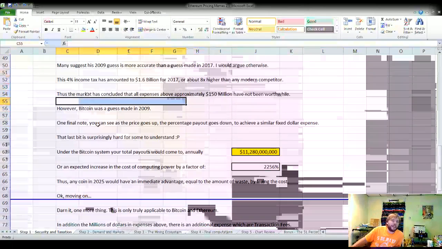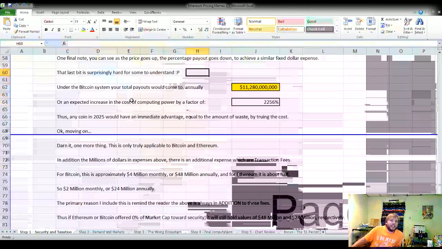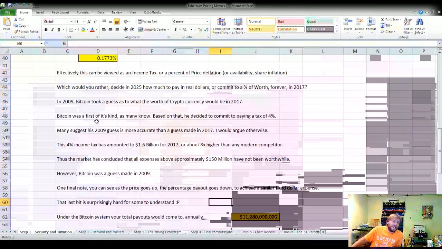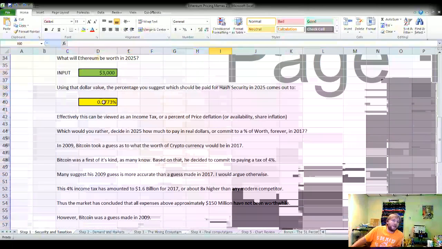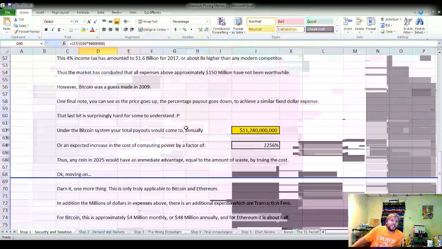This is how much Bitcoin spends. Thus, the market has concluded that all expenses above approximately $150 million have not been worthwhile. However, Bitcoin was a guess made in 2009. One final note: you may see that as the price goes up, the percentage payout goes down to achieve a similar fixed dollar expense. So when you guessed that Ethereum would rise to $3,000, the percent payout went down from 11.6 to 0.18 to achieve the same amount.